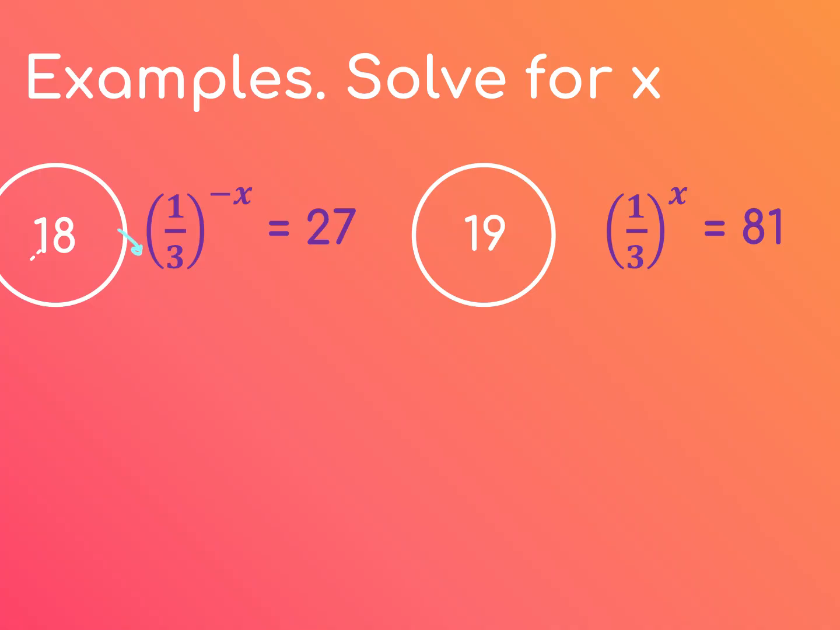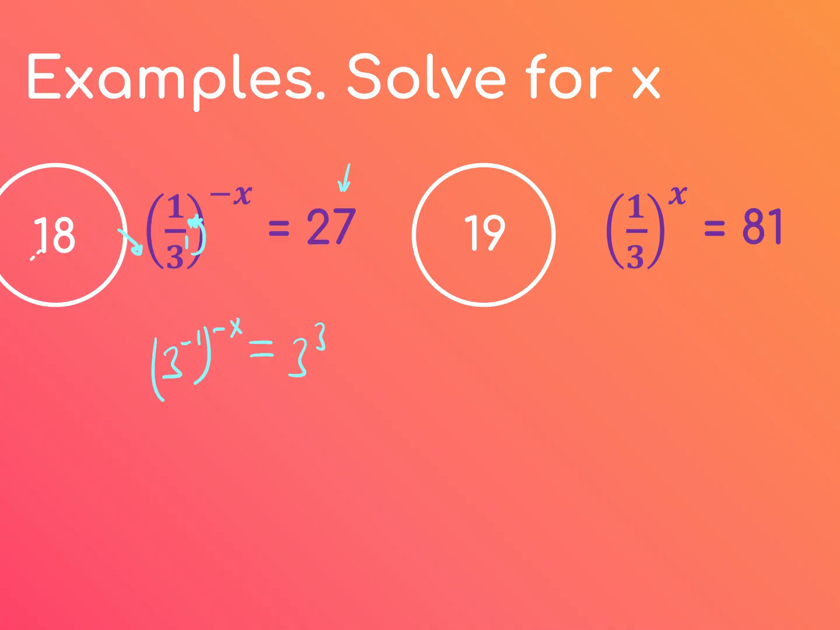I'm going to see a 3 and a 27, and the goal should be to rewrite with a common base, right? And it looks like a common base here is going to be 3. Can you write 1/3 to have a base of 3? And you can, right? That's 3 to the power of 1 on the bottom. And so to move it up top, this is going to be 3 to the negative 1 to the negative x. And this is going to equal 27 is going to be 3 to the power of 3.